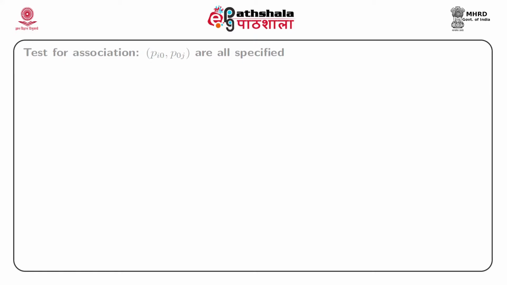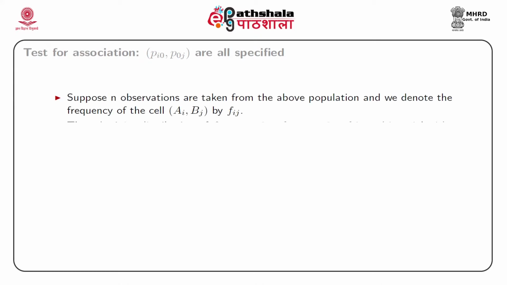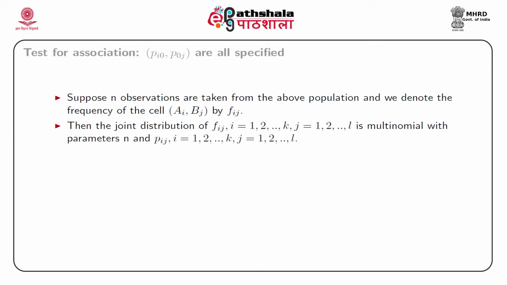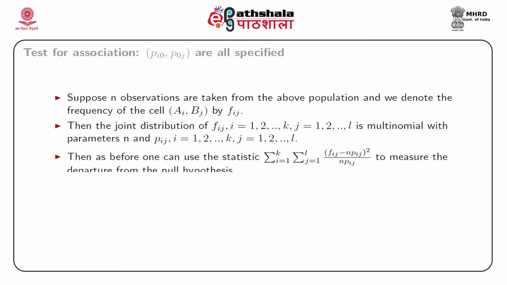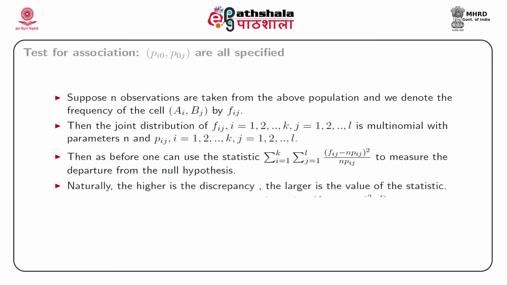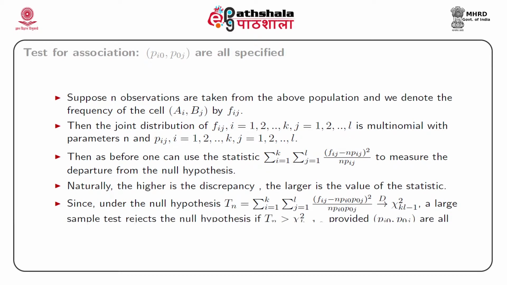First assume that we have fully specified Pi0 and P0j. If we have n observations and we denote the frequency of the cell (ai, bj) by Fij, then the joint distribution of Fij is again multinomial with parameters n and probabilities Pij. Then, as before, one can use the statistic sum over i from 1 to k, sum over j from 1 to L, (Fij minus nPij) whole square divided by nPij to measure the departure from the null hypothesis. Naturally, a higher value indicates possible departure from the null hypothesis, and under the null hypothesis the above statistic converges in distribution to a chi-square variable with degrees of freedom kL minus 1. Therefore, for known Pi0, P0j we can construct our large sample tests.